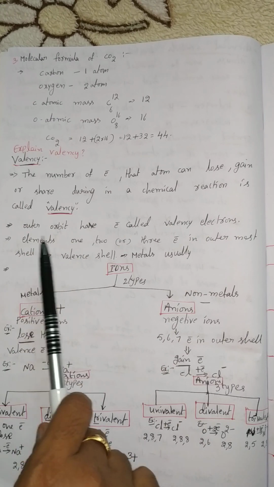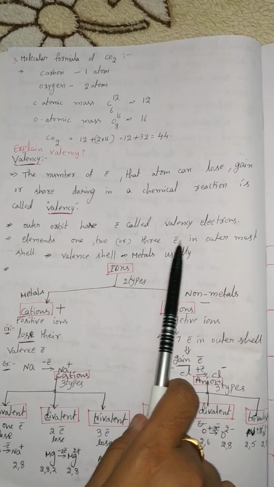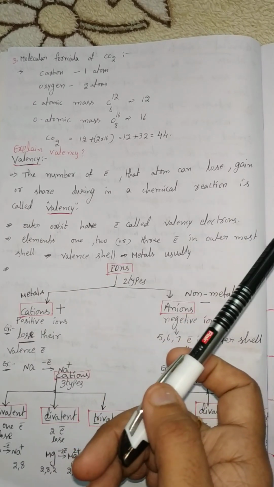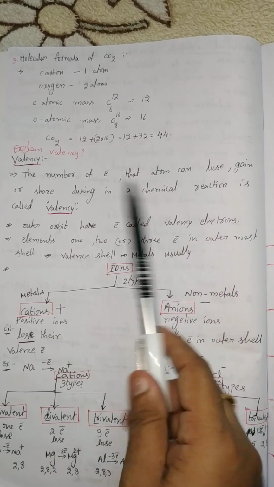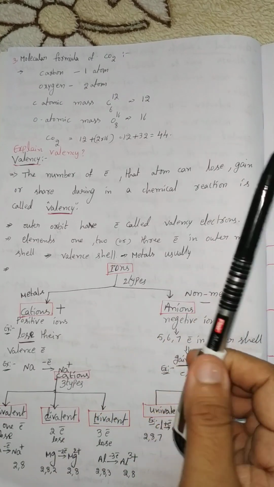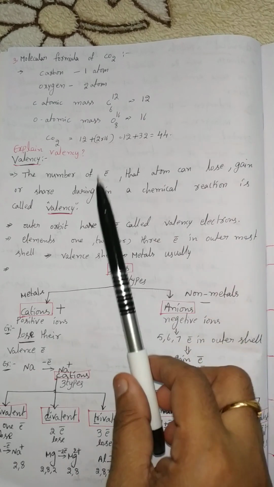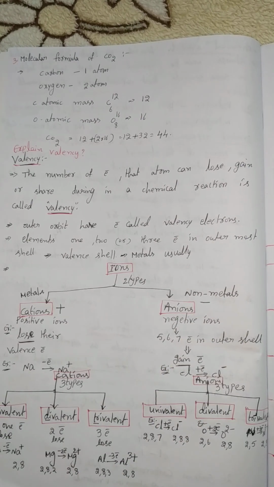So the elements have 1, 2 or 3 electrons in the outermost shell. The shell is called a valence shell. The electrons are called valence electrons. So ions. There are 2 types of ions.